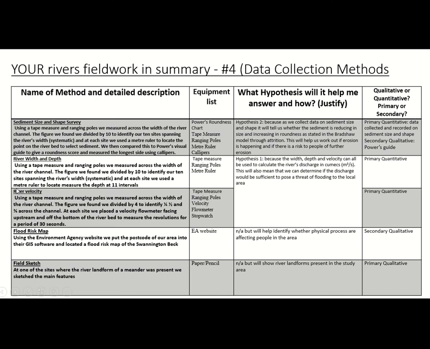So, sediment size and shape, river width and depth, river velocity, flood risk map, and field sketch. All of these are methods of data collection that were certainly available to us. If you haven't done them, then that's down to you, but you need to know all of these. The reason we need this many is we need at least one quantitative, one qualitative, one primary, and one secondary. So the sediment size and shape talks to you about what that involves. Description, you need to know that.